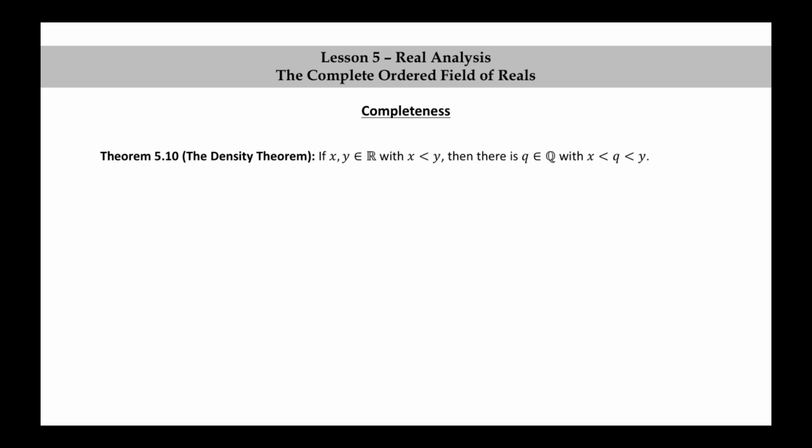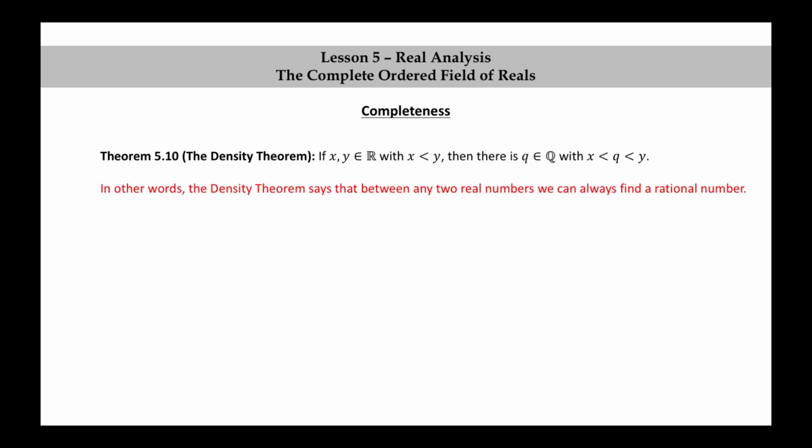This says that if x and y are real numbers with x less than y, then there is a rational number, little q, with x less than q less than y. In other words, the density theorem says that between any two real numbers, we can always find a rational number. We say that the field of rational numbers is dense in the field of real numbers.